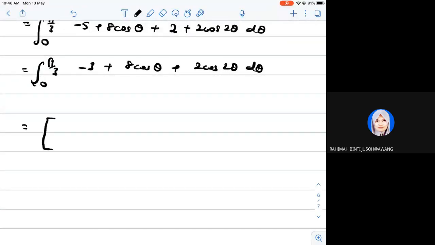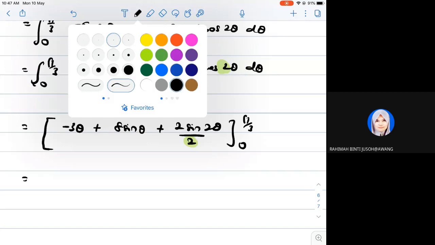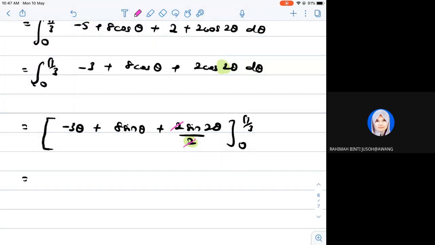So bila integrate, letak square bracket ni negative 3, integrate with respect to theta, you will get negative 3 theta. Okay, integrate 8 cos theta, dapat 8 sin theta. And then integrate 2 cos 2 theta, we will get 2 sin 2 theta over 2. Jangan lupa sebab dia ada 2 kat sini. So bawa 2 ni ke bawah lah. Okay, so now substitute 0 and pi over 3. Okay, so this one we can cancel lah. 2 dengan 2 ni boleh cancel.